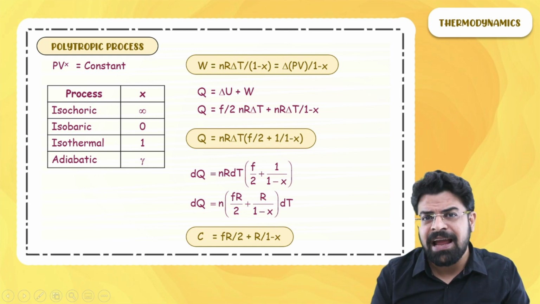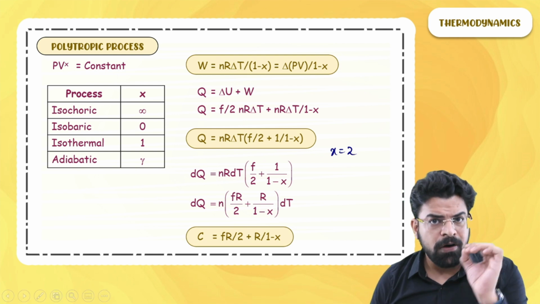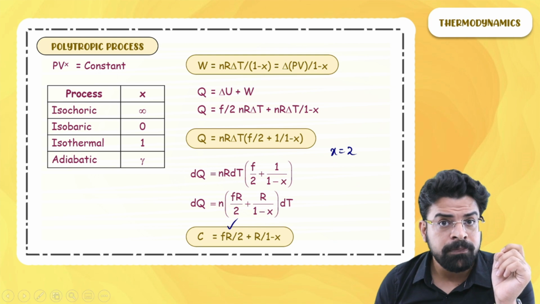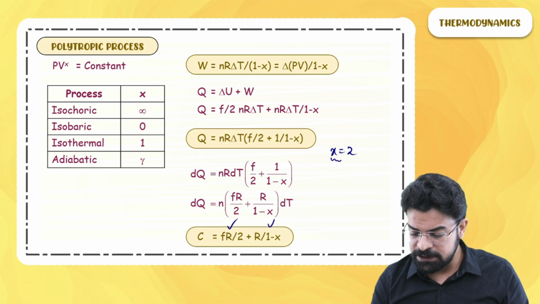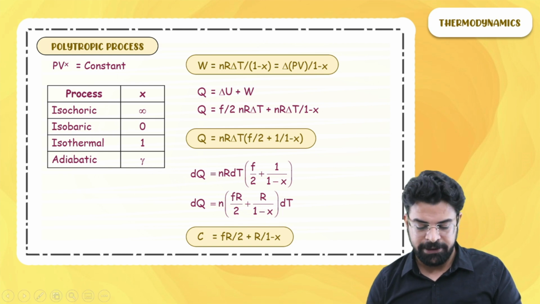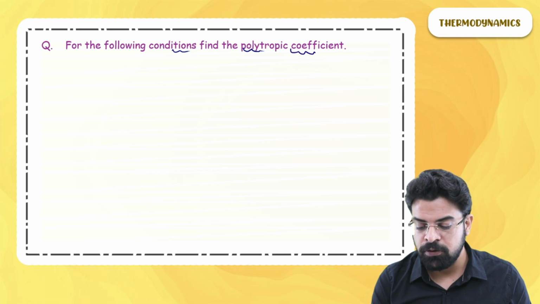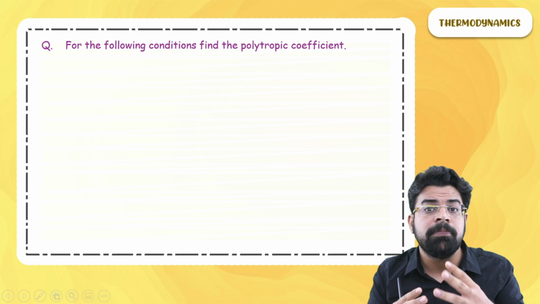So if for any process, let's say the polytropic coefficient is 2, what will be the molar specific heat? You will say FR by 2 plus R upon 1 minus 2. But sir, how to find this polytropic coefficient? Let's see that. For the following conditions, find the polytropic coefficient. They will give you different types of equations and you will have to find the polytropic coefficient in each case.